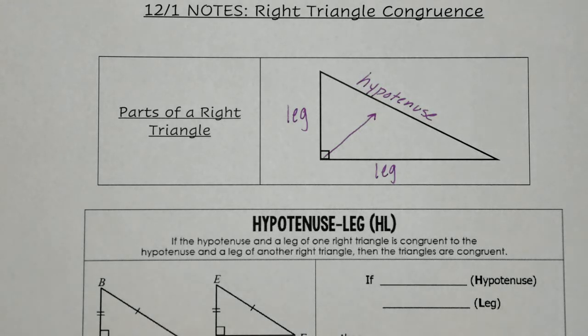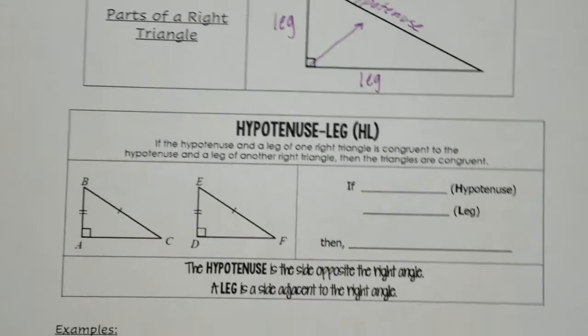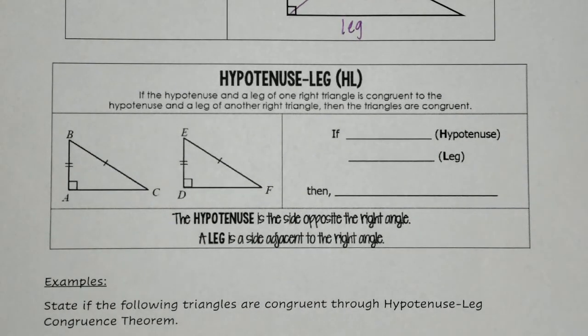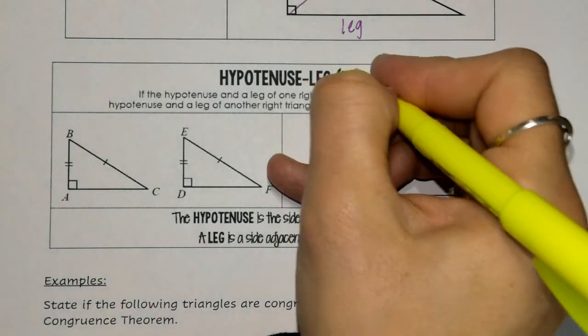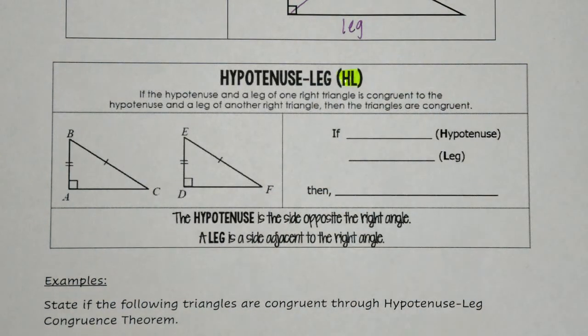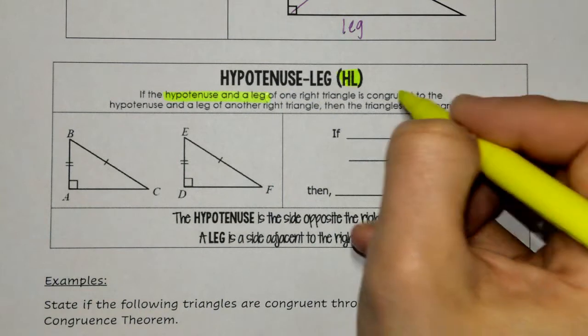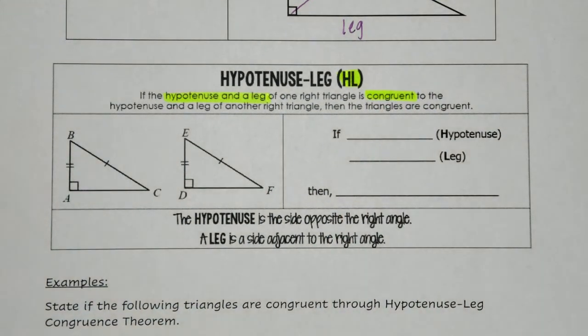So now that we know the hypotenuse and the legs, which we should already know, we're going to talk about the congruence HL. This is hypotenuse leg. All this is going to state is if you have a hypotenuse and a leg of one triangle that is congruent to a hypotenuse and leg of the second right triangle, bam, you've got congruency.